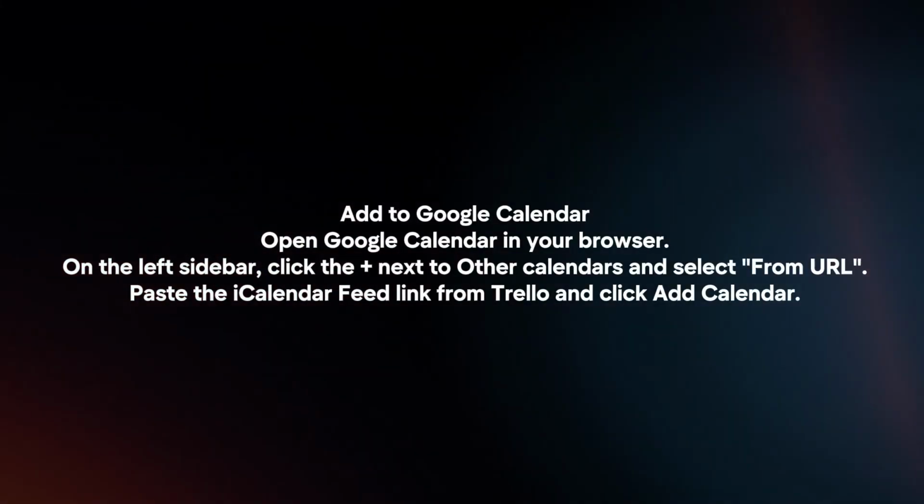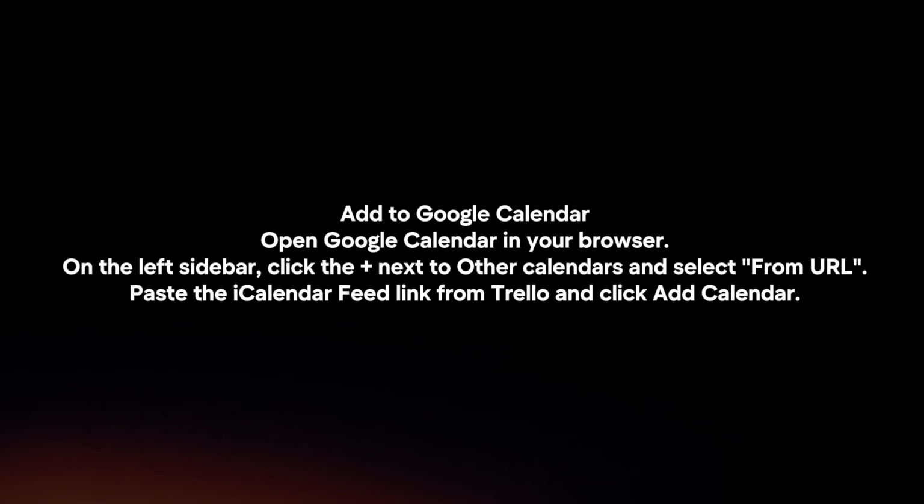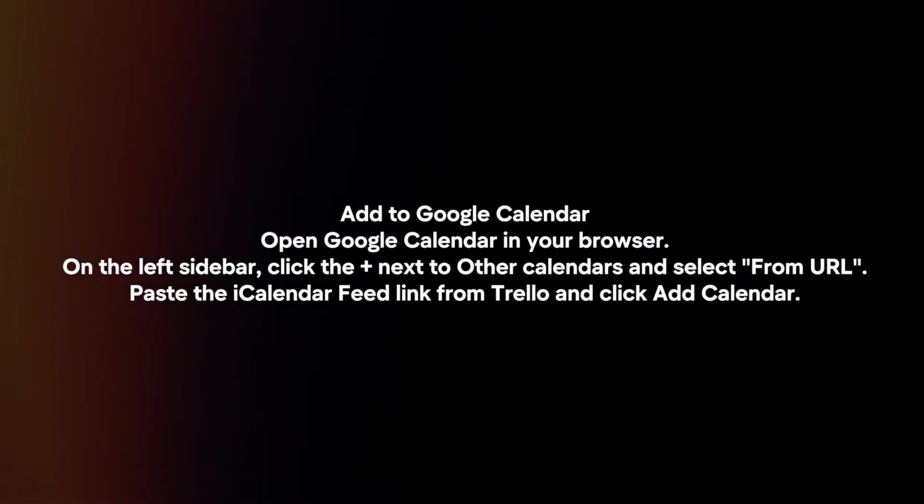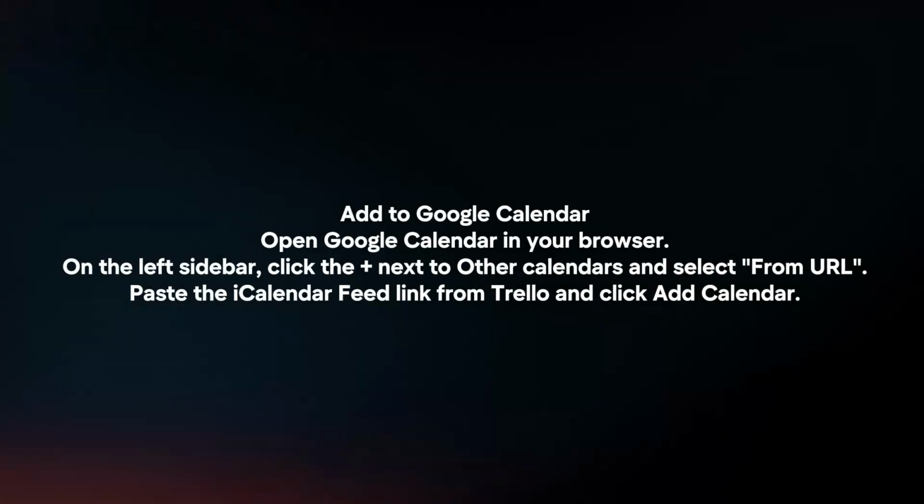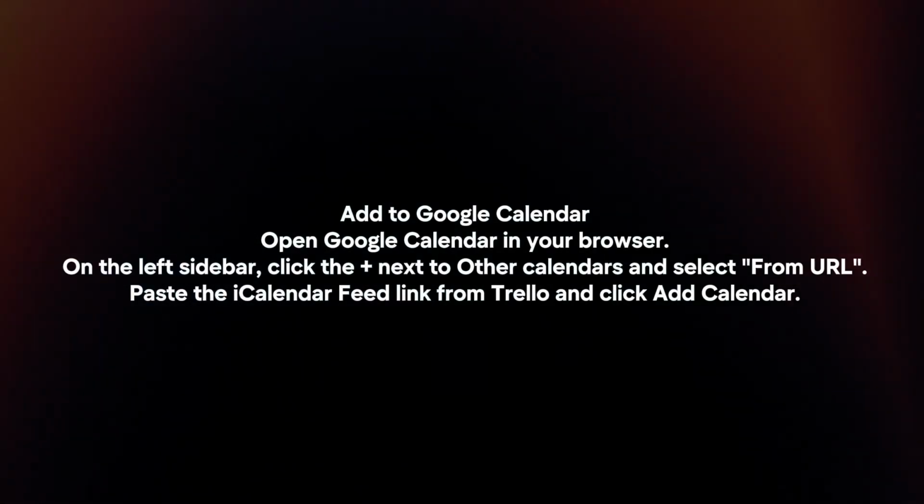Add to Google Calendar. Open Google Calendar in your browser. On the left sidebar, click the plus next to Other Calendars and select From URL. Paste the iCalendar feed link from Trello and click Add Calendar.